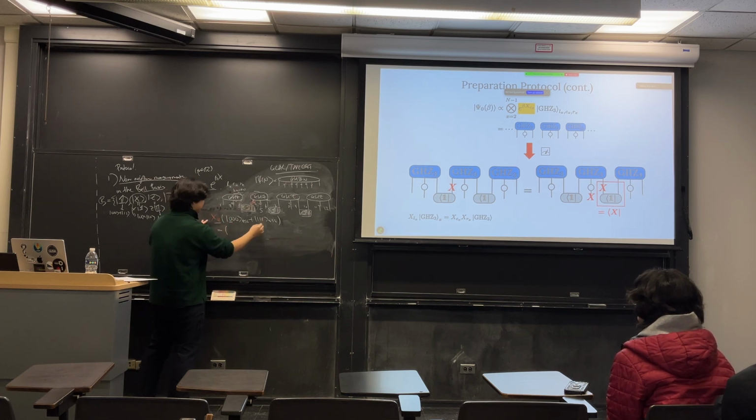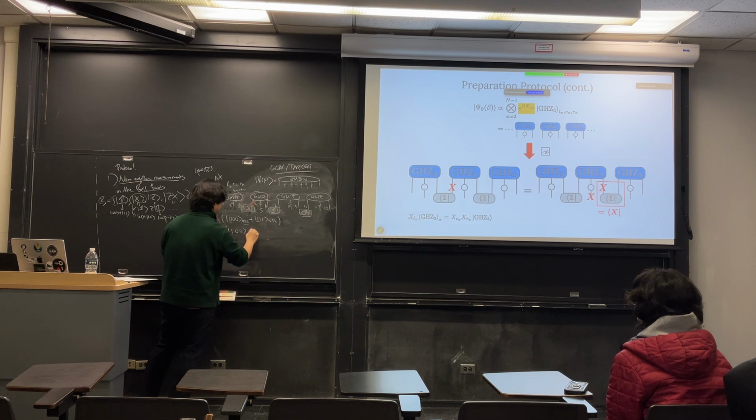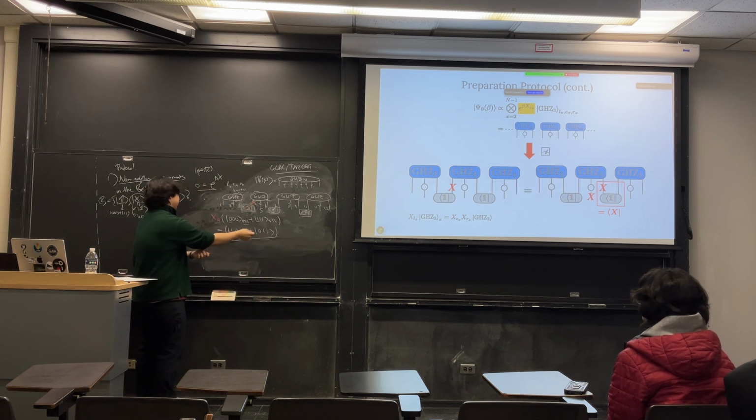So this x on this qubit and this x on this qubit, it's a bit flip. So now we have 1, 0, 0, and I'm not going to make these up. So you have this thing. Okay, so you have like 1, 0, 0, 0, 1, 1.